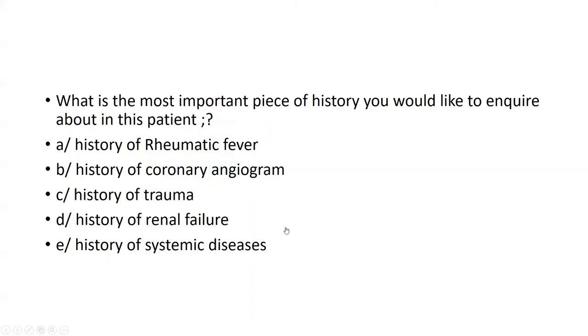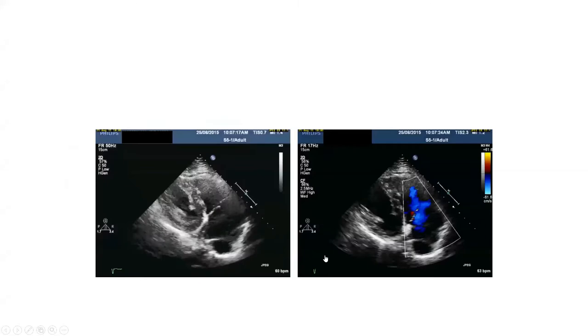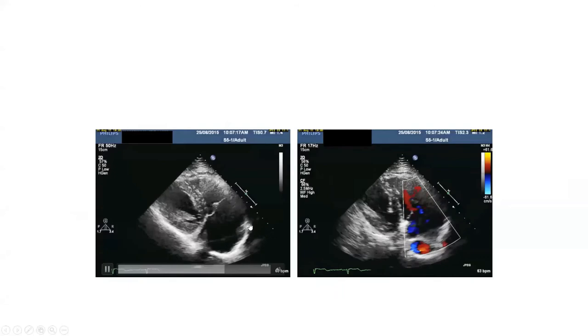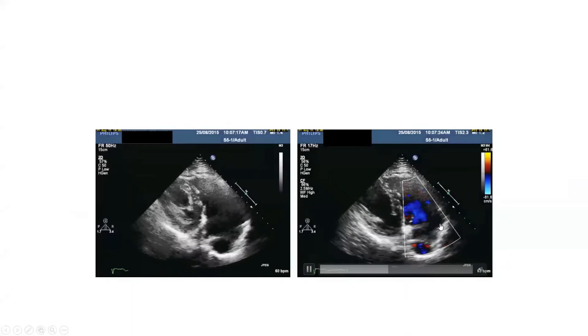Now, what is the most important piece of history you would like to inquire about in this patient? I'm going to show you the patient. You see? And look here. This is what? Tricuspid valve. And here is the severe tricuspid regurgitation. So let's go back to the question.